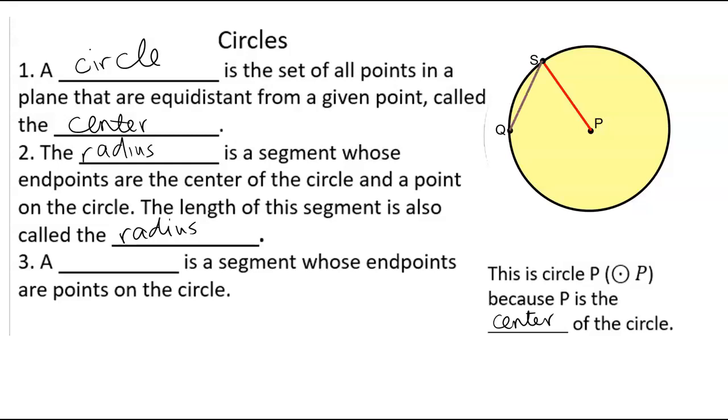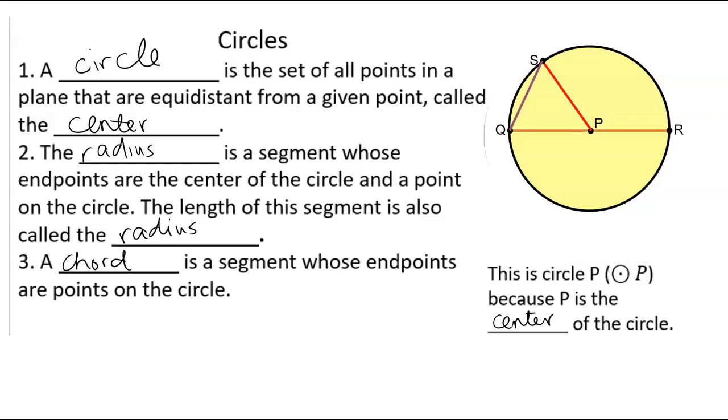When you draw a segment that goes from one point on the curve of the circle to another point on the curve of the circle, that is called a chord. And a chord is a segment whose endpoints are points on the circle.